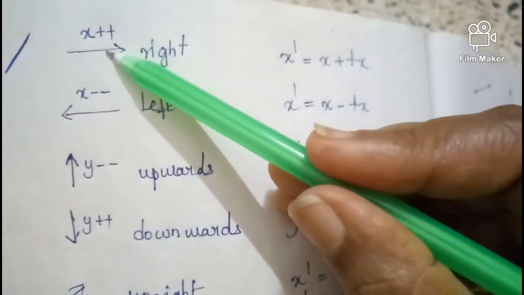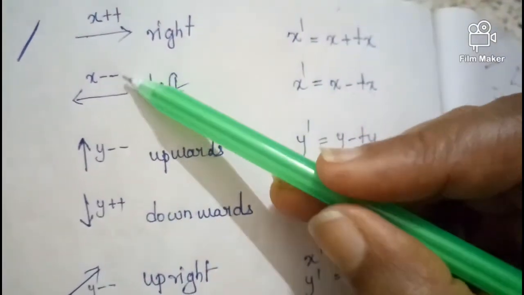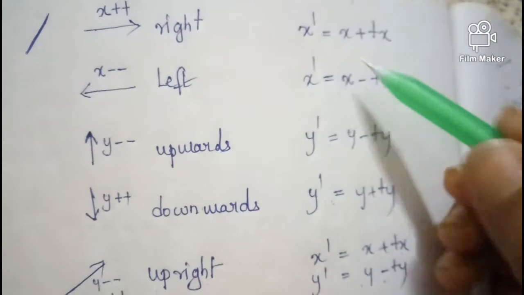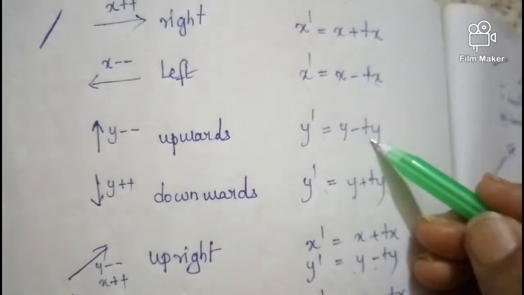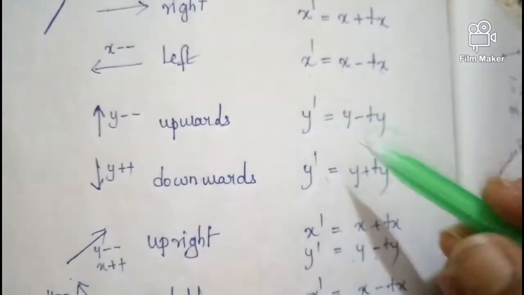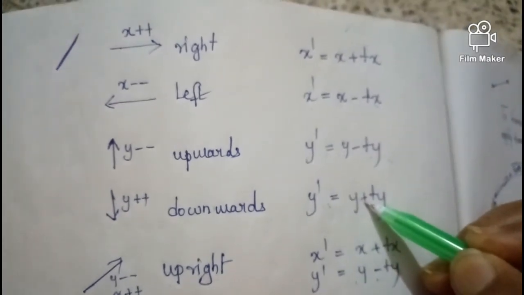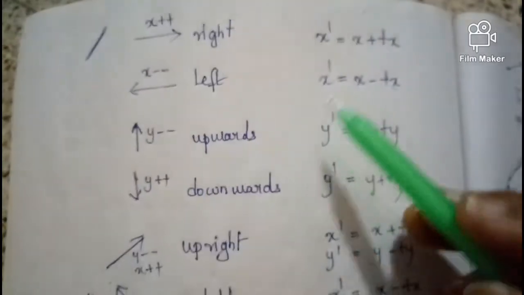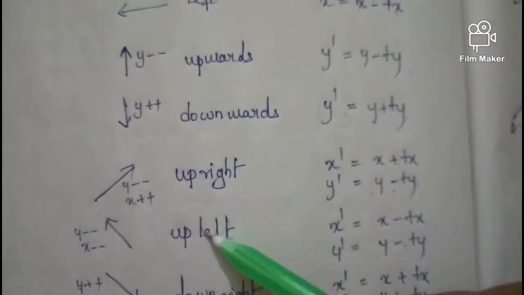So when x increments, tx is added. When x decrements, tx is subtracted. When y decrements, ty is subtracted. And when y increments, ty is added. So remember this thing.